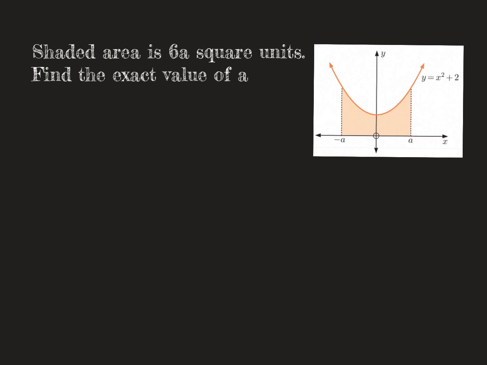What if you knew that the shaded area is 6a square units and you want to find the exact value of a? That's easily done using integration. So what we just need to do is to draw the integration sign, and we want to do it from minus a to a. And now we're going to put the function that we're integrating, which is x squared plus 2. And this function is going to be integrated with respect to x.